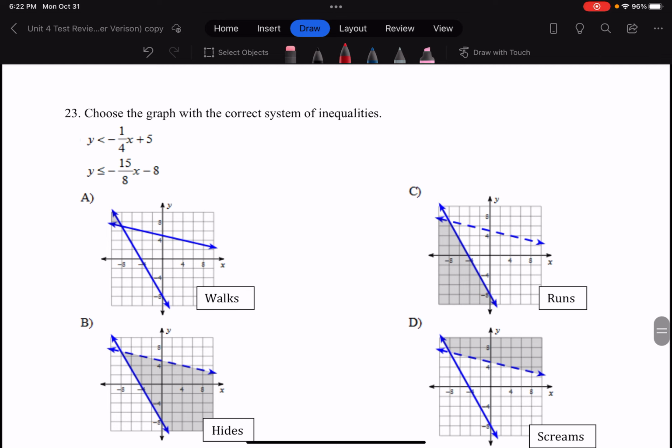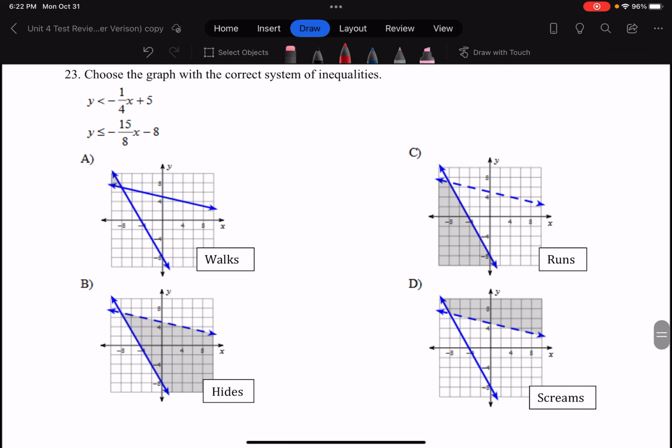Let's go on to problem 23. Now, guys, I'm going to show you a way to do this using a process of elimination. So I know that I need to have one solid line and one dashed line, because this one is equal to it, but this one is not equal to it. So I can go ahead and eliminate answer choice A because it doesn't have a dashed line.